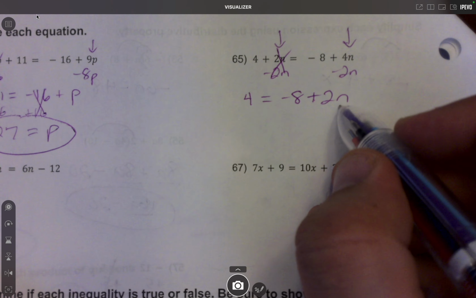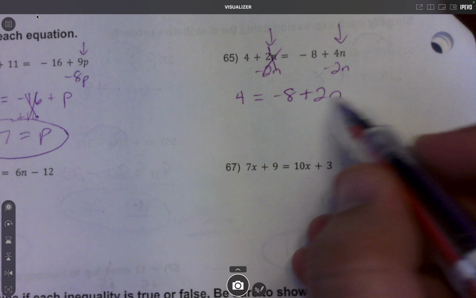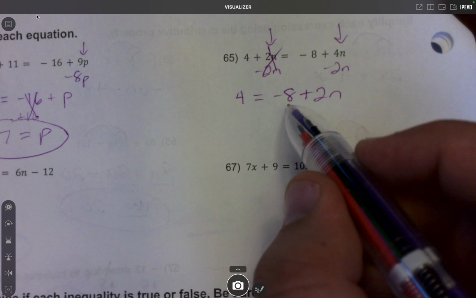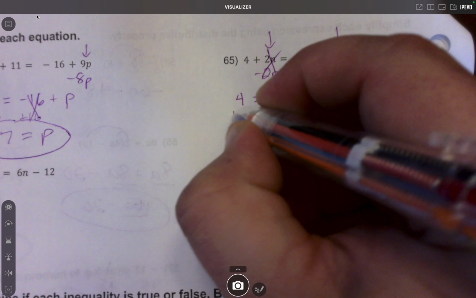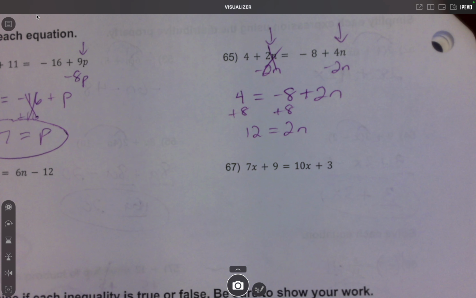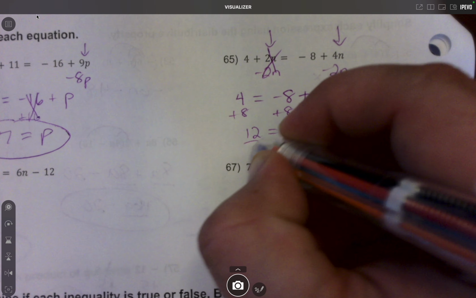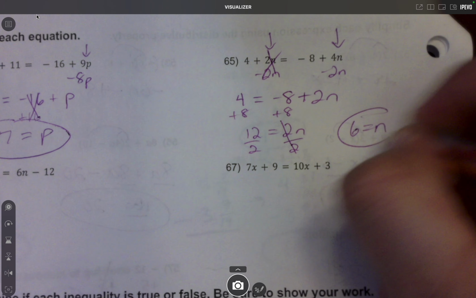I want to get n by itself, so now I'm thinking just like the ones on the previous page that are two-step equations. The 2 is really close to the n, they're pretty much touching. The negative 8 is a little farther away. Since that's a negative 8, I'll add 8 to both sides. As that's 2 times n, I can do the opposite and divide by 2. And 12 divided by 2 is 6.